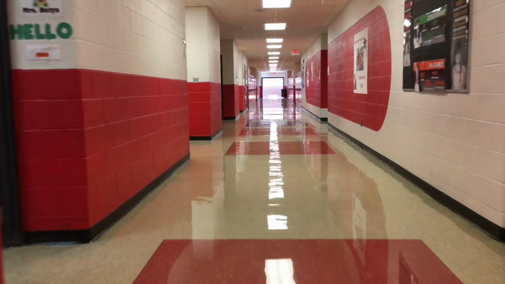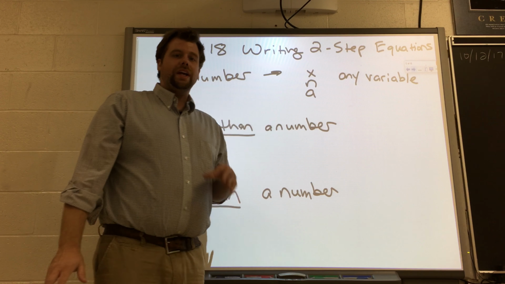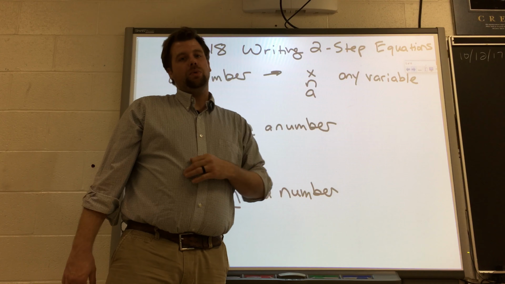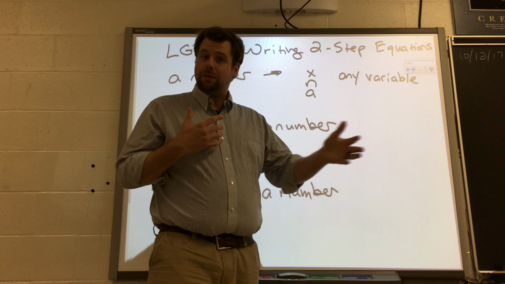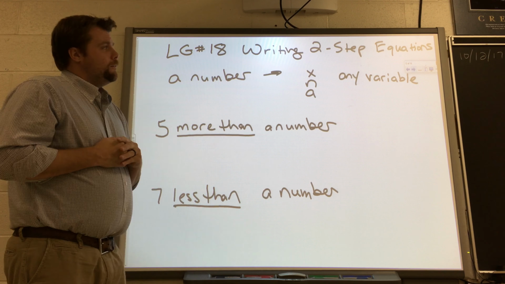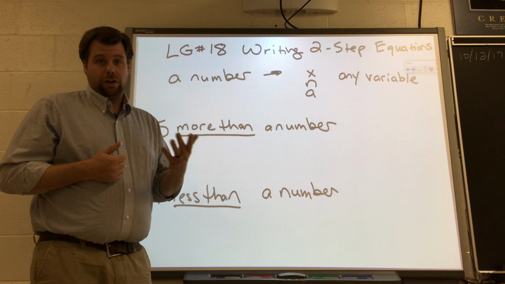Learning goal number 18, writing two-step equations. Okay, learning goal number 18 is writing two-step equations, and we have worked with writing expressions and equations before. They were just one step, so it's just going to become a little bit more difficult. Now, let's review a few phrases and words that might pop out at you that are important.